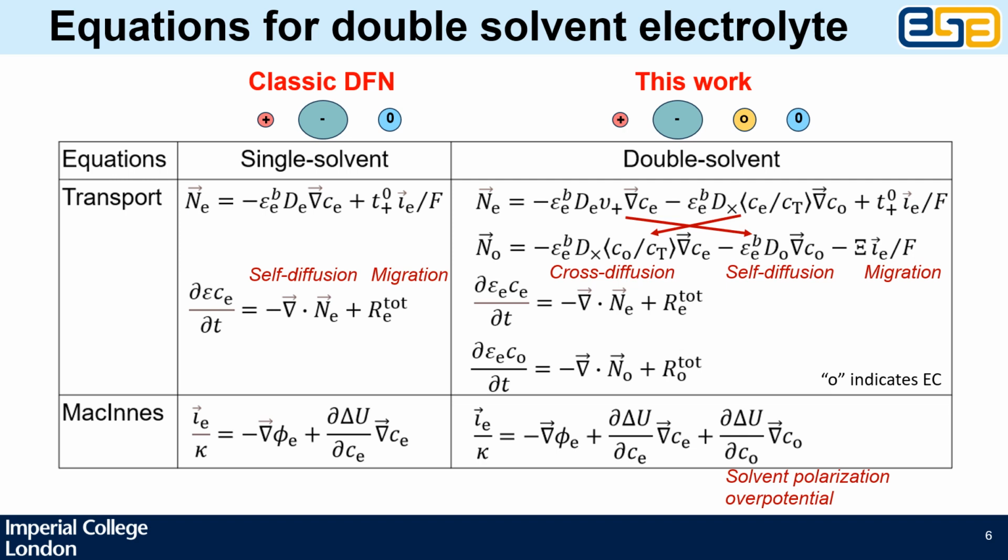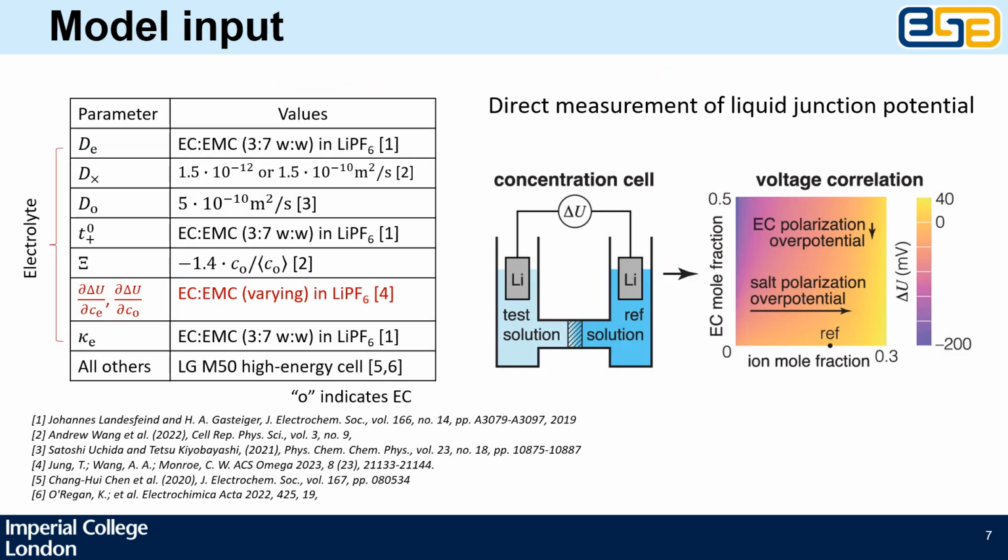And now that we have one more solvent, we will need to add one more equation for it, as shown here. Also, to consider the interactions between the different components, we will have a cross diffusion term here. And of course, we notice that the solvent polarization overpotential will affect the current as well. So here what we show is the model input. In this table, I highlight the electrolyte properties, which are quite a lot, and all the other parameters are the same from the two references, which correspond to the LG M50 high energy cell.